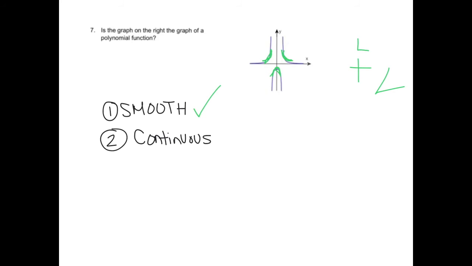A continuous graph means that the graph has no breaks and can be drawn without lifting your pencil from the coordinate system. If we start tracing this graph, I'll start on the left side and trace this portion of the graph. But you'll notice I have to pick up my pen in order to trace the other section of the graph. That's because this graph has breaks. It's not continuous. So this graph does not meet the second criterion. That means that this graph is not a polynomial function.